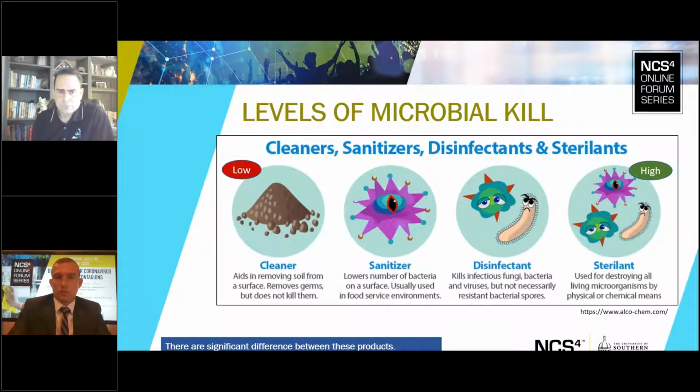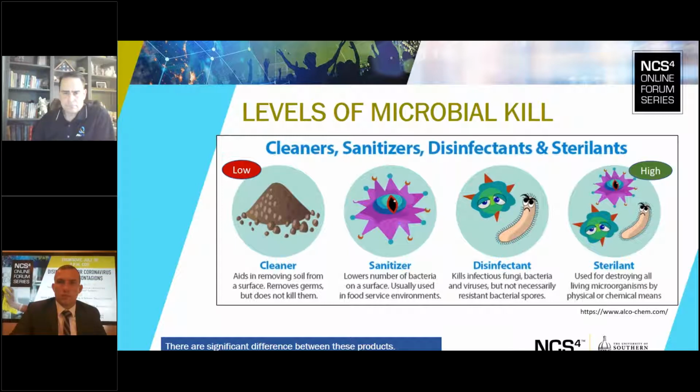So the first type of product is a cleaner, and this basically just aids in removing soil from a surface. It removes the germs, but those germs in most cases are still alive and may still be dangerous. On the second level of microbial kill is sanitizers, and that's actually mostly focused on bacteria on a surface. And this lowers the number of bacteria on a surface, makes it a much safer surface, but still there may be some pathogenic bacteria left behind. This is usually used in either food service environments or in healthcare environments.